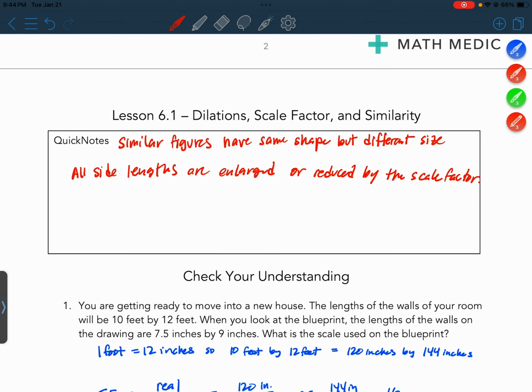Now, we're going to use the abbreviation SF when we talk about a scale factor, and you can find it by just making a ratio of two measurements. You need to get a measurement from the new shape and divide it by the corresponding measurement of the original shape. So it's new divided by original.